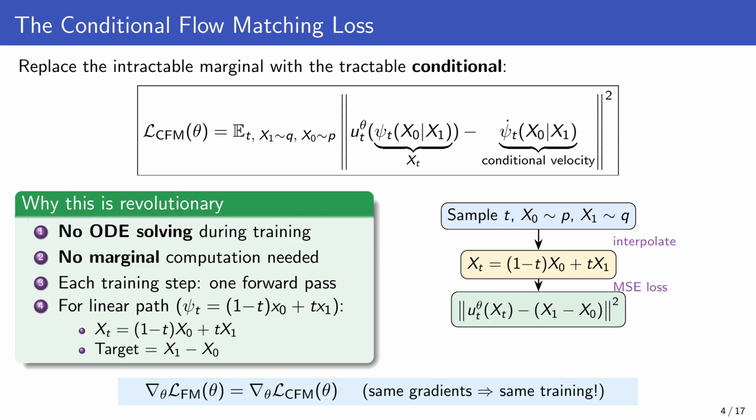But the critical mathematical question remains: why is this valid? The conditional FM loss uses conditional velocities, not the marginal velocity. How can we be sure that minimizing this loss gives us the right marginal velocity field? The answer is stated at the bottom of this slide. The gradients of the two losses are identical. Every gradient descent step you take on the conditional loss is exactly the same as a gradient descent step on the ideal marginal loss. This is the marginalization trick, and it is what we will prove next.